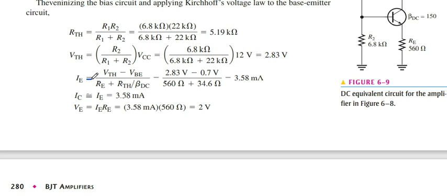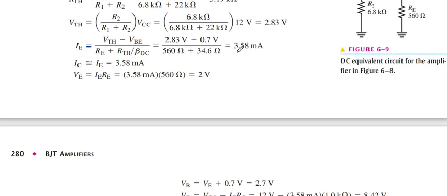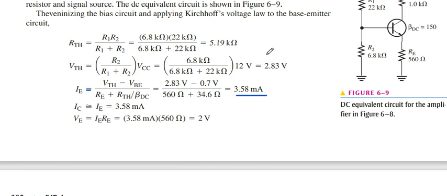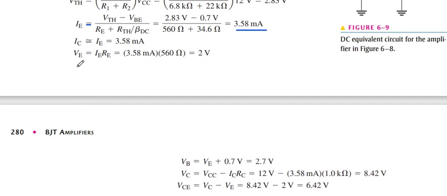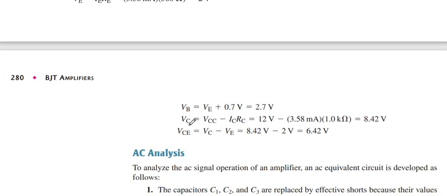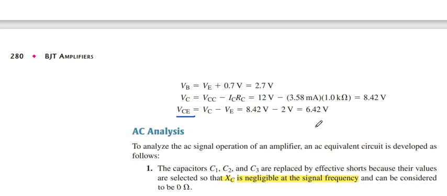IE is equal to 3.58 milliampere. We calculate the emitter current, then the emitter current is nearly equal to the collector current, while the voltage at the emitter is equal to 2 volt, base is 2.7, collector is 8.48, and the voltage between collector and emitter is 6.42.